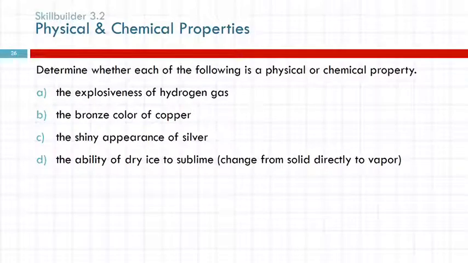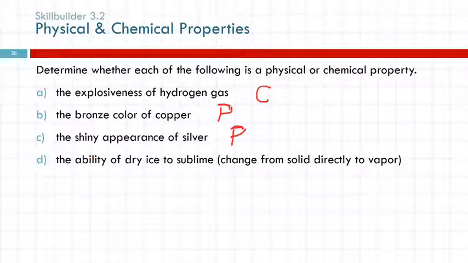So let's identify these as chemical or physical properties. The explosiveness of hydrogen gas. That's chemical. When you demonstrate that hydrogen gas explodes, you destroy the hydrogen. The bronze color of copper, that's physical. You can observe that without changing the copper. Good grief. The shiny appearance of silver, physical. Come on.